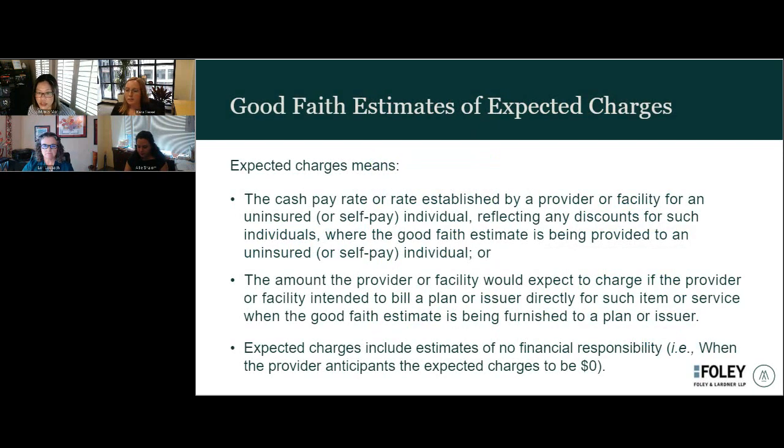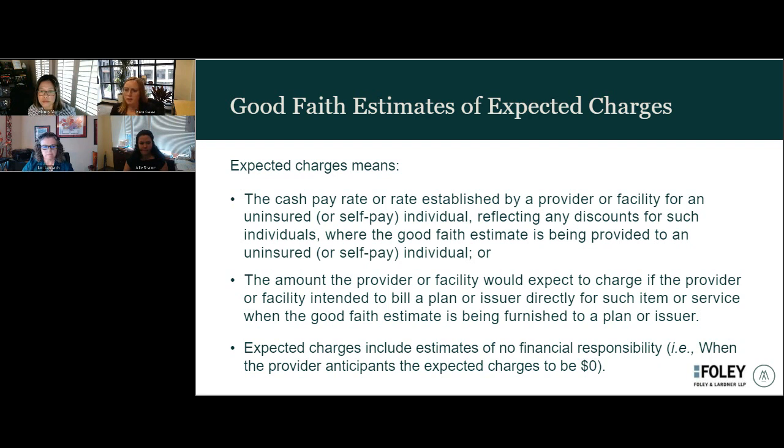Yeah, it calls out the importance of checking whether the patient has insurance, so a first step is that you need to ask the question: does the patient have insurance or intend to use insurance? We talked a lot about eligibility and requirements, but we haven't yet talked about what a good faith estimate is. These are the expected charges you would expect to receive for such a service, whether that's a cash pay rate or the amount the provider or facility would expect to charge if the provider intended to bill the plan or insurance. Notably, expected charges include an estimate of no financial responsibility. So even if you expect that the patient would pay $0, a good faith estimate is still required.